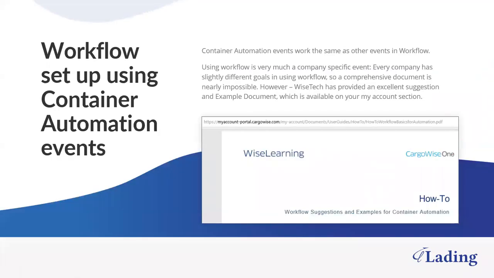Okay, let's talk briefly about workflow. We're not going to be able to get into specific workflow examples on this video. And the reason is everyone's workflow is slightly different. WiseTech came out with a great document. It's about 50 pages long. If you go to my account, it's called Workflow Suggestions and Examples for Container Automation. Take a look at that. It's a wonderful starting point for your workflow. Obviously, everybody's going to be a little bit different. You're going to want to make some changes to it, but it's a great place to start.